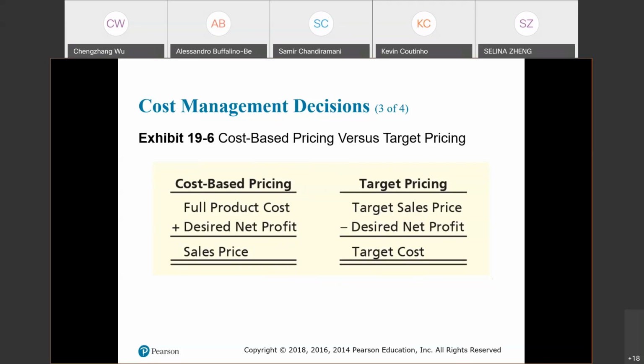While target pricing just does the opposite. Target pricing starts with the sales price that customers are willing to pay and then subtracts the company's desired profit to determine the target cost, which is the maximum cost to develop, produce, and deliver the product or service, and still earn the desired profit.